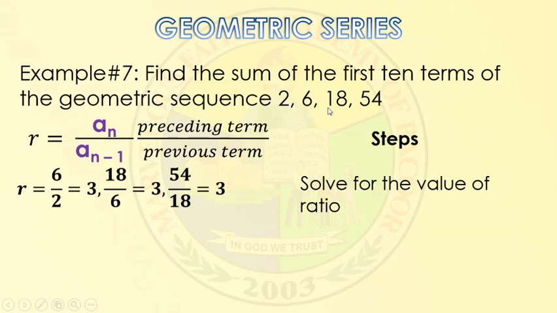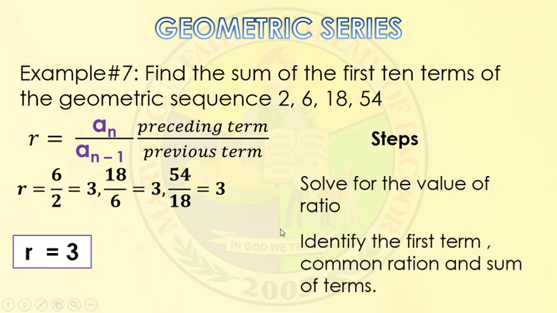Then next, si 18 at 54, 18 is the previous term and 54 is the preceding term. So 54 over 18, the answer is 3. Okay, so we have the common ratio R equals 3. Next step, identify the first term, the common ratio, and the sum of the terms. Okay, so nakuha na natin yung value ng common ratio. Meron na rin tayong value ng first term, at yung sum of terms natin, ang hinahanap natin ay 10 terms. Therefore, we have A sub 1 equals 2, R equals 3, and n equals 10.